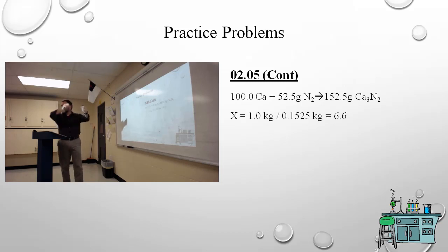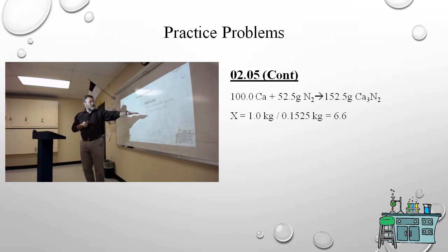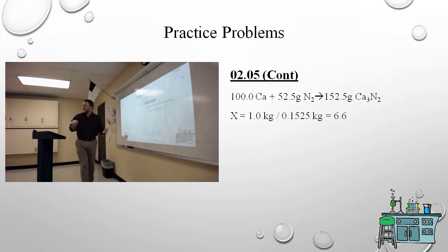The X factor here. I put it in terms of kilograms because I was told to make 1 kilogram. And I have a recipe that'll make 152.5 grams, which would be 0.1525 kilograms, right? So if I divide kilograms by kilograms, 1 divided by 0.1525 gives me 6.6. That 6.6 is how many batches I need to make. If I make 6.6 batches, and each batch will make 152.5 grams, I will have 1 kilogram.